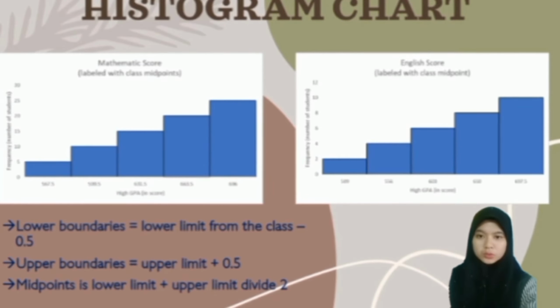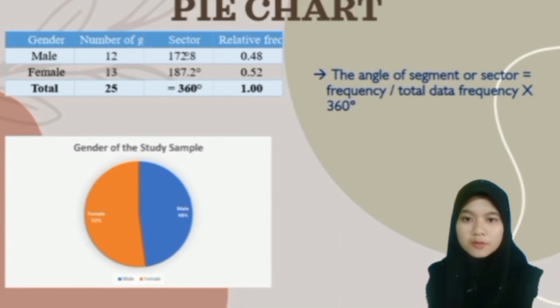Histogram chart. To make a histogram chart, we need to calculate the lower boundaries, upper boundaries, and midpoint. The formula for lower boundaries is the lower limit of the class minus 0.5. The formula for upper boundaries is the upper limit of the class plus 0.5. And the last one, the formula for midpoint is the lower limit of the class plus the upper limit of the class, divided by 2. So here, as you can see, the histogram chart for mathematics score and English score is labeled with the midpoint of the class.